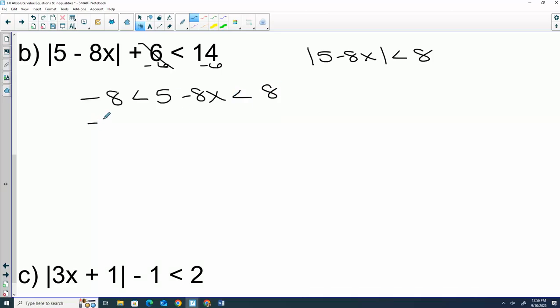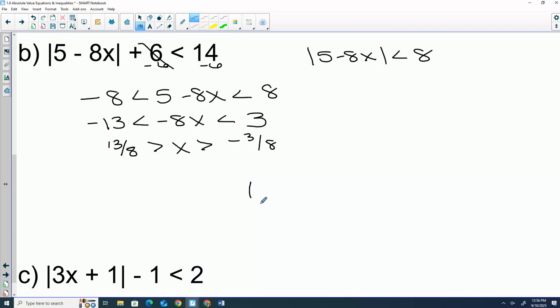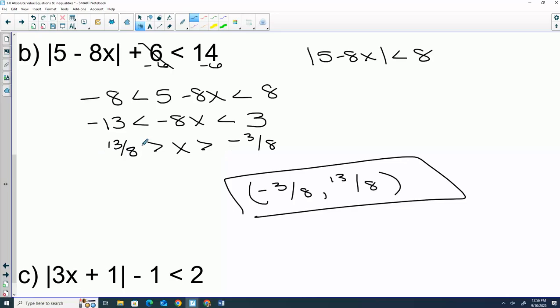So if we solve, subtract our 5. When you divide by -8, what happens? So how do I write my final interval? Your interval, make sure you go small to large, is saying that x is bigger than the -3/8 and smaller than 13.